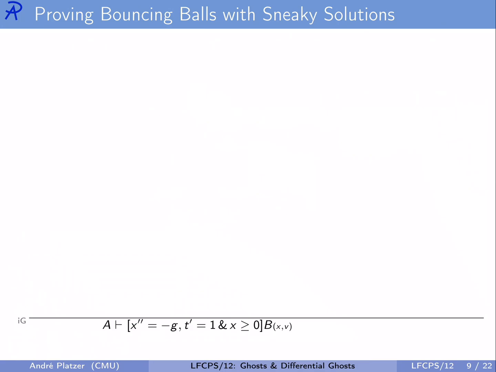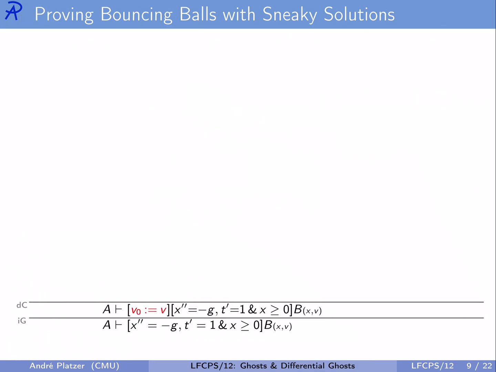Here's the question. And the first thing we do is introduce a ghost. Fortunately, we've got that proof rule now to remember the initial value of the velocity. Here we go. V0 remembers the value that the velocity used to have, such that if we ever need the initial value of the velocity in the rest of the proof, which we'll do in a minute now, we will still have a name for it. It's called V0.